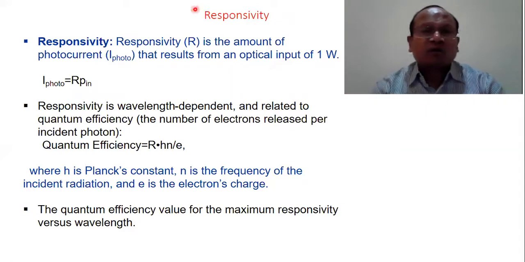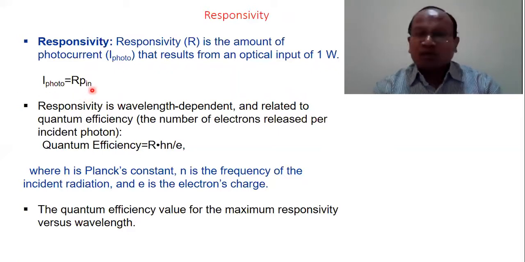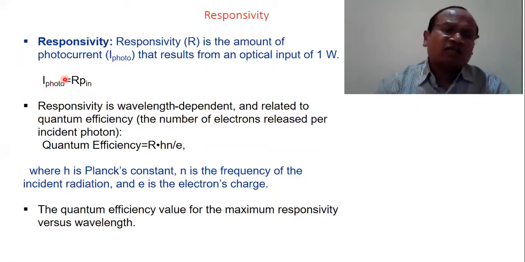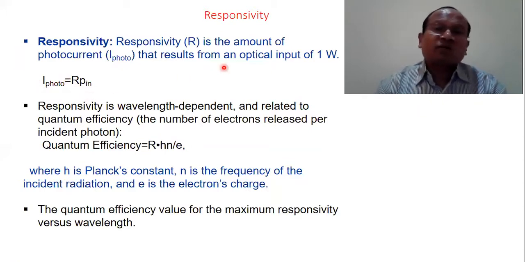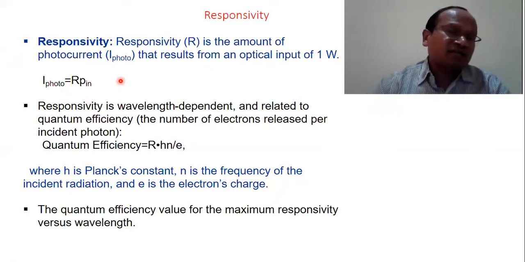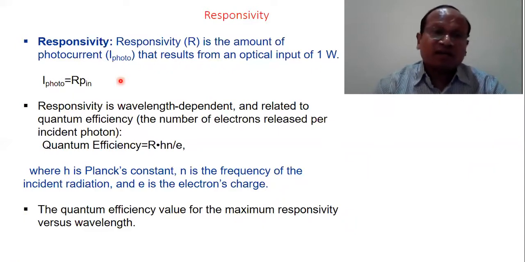I photon, the photocurrent, is equal to R, responsivity, multiplied by input power. So you can see here, the more the input power, the more the current. And when we consider 1 watt of optical input power, the photocurrent is equal to the responsivity. So for a particular value of optical input power, the more the current, the better the responsivity. It is the ability to respond.